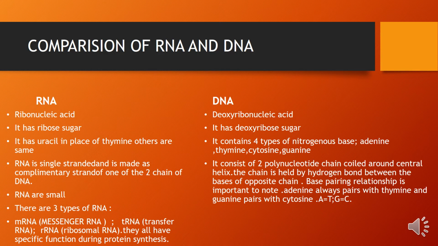There are 3 types of RNA: mRNA means messenger RNA, tRNA means transfer RNA, rRNA means ribosomal RNA. They all have specific functions during protein synthesis. In DNA, the chain is held together by hydrogen bonds between the bases of the opposite chains. So base pairing is very important. Adenine, A, always pairs with T, thymine, and guanine always pairs with cytosine.